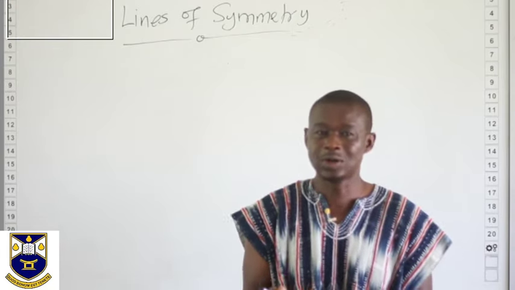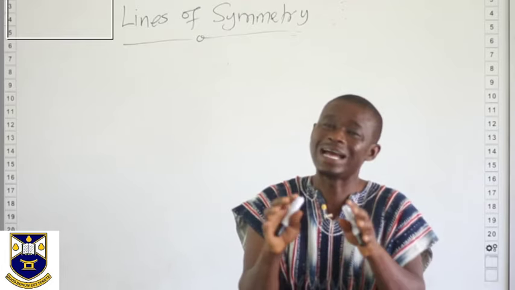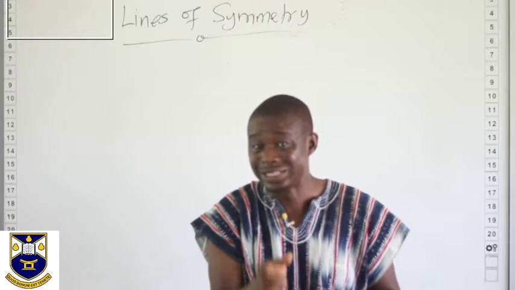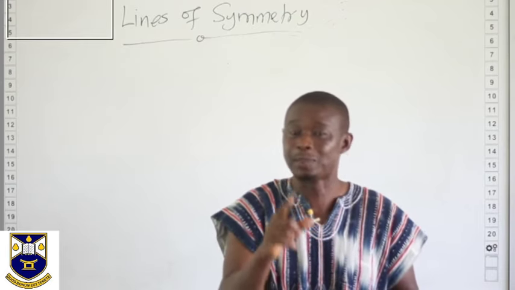So we know polygons start from triangle upwards. If I have a triangle and all the three sides are equal, just like what we saw in an equilateral triangle, that is a regular polygon.